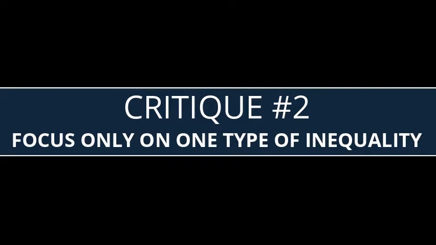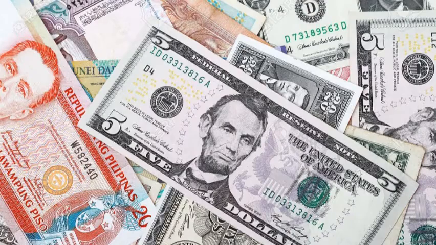Another critique for UNSDG goal number 10 is that although the goal itself is to reduce inequality, it seems to solely focus on economic inequality rather than including other categories.